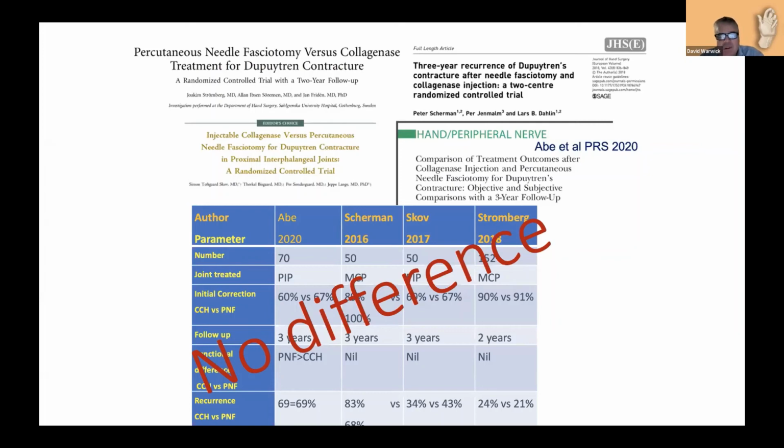So the concept of a surgical drug excising Dupuytren's is not true. It doesn't actually get rid of those bad cells. They're still there, and it will still come back if it wants to.